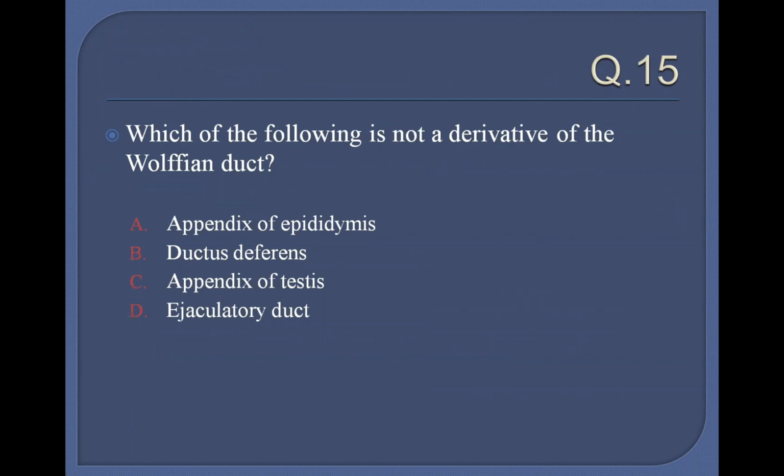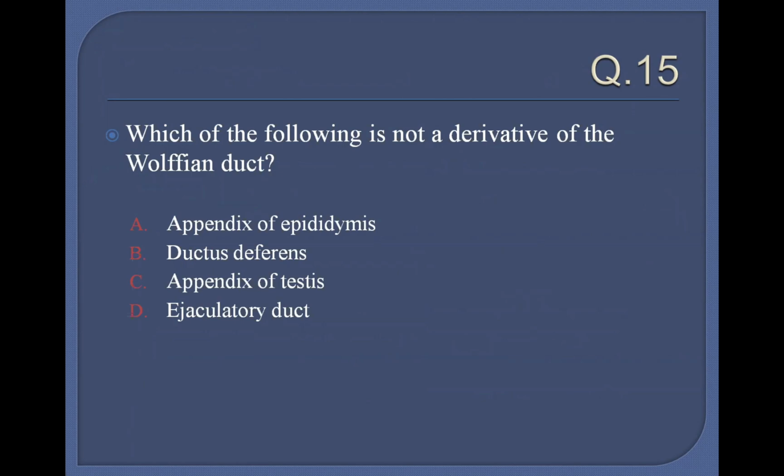Coming to the last question, an important question regarding the derivatives. Which of the following is not a derivative of the Wolffian duct? Appendix of epididymis, ductus deferens, appendix of testis, or ejaculatory duct? Sir, appendix of testis is the answer. It's not a part of the Wolffian duct. It's a part of the Mullerian duct. Yes.